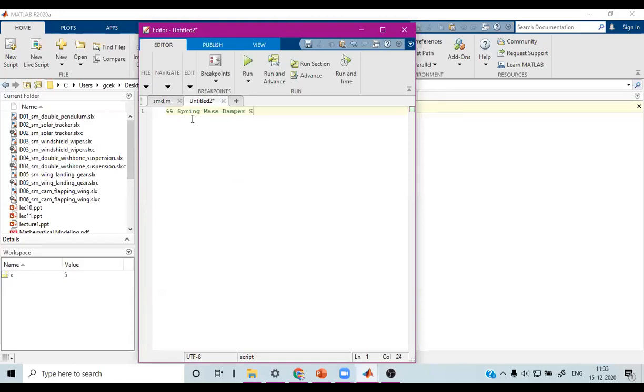Spring mass damper system. Okay. Then, when you are doing programming, it has three steps. One is input, second is logic, and third is output. So this is a three step process in any big problem.